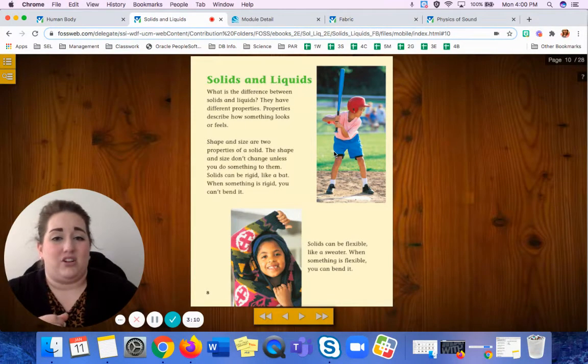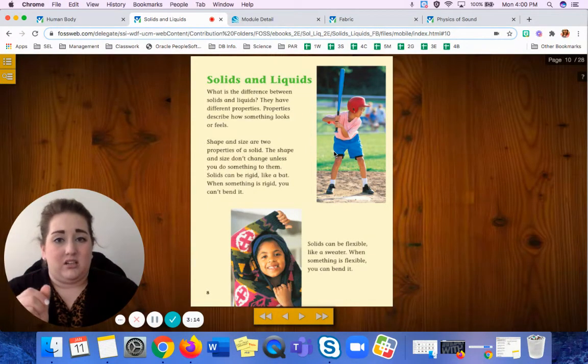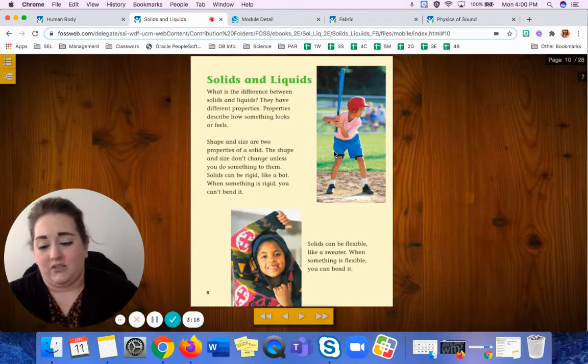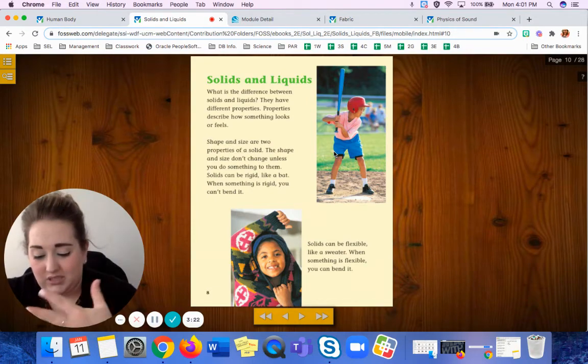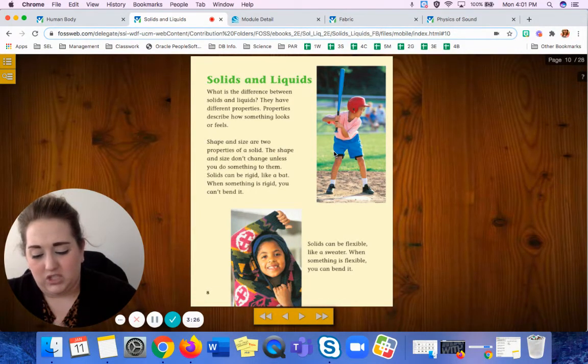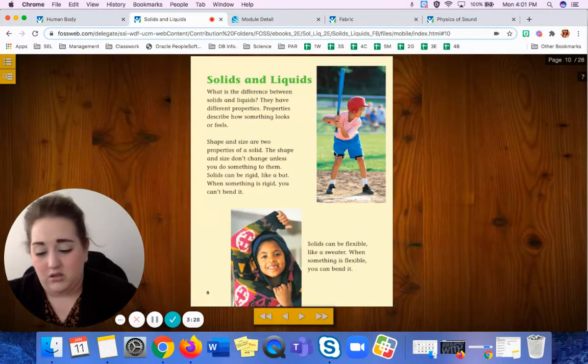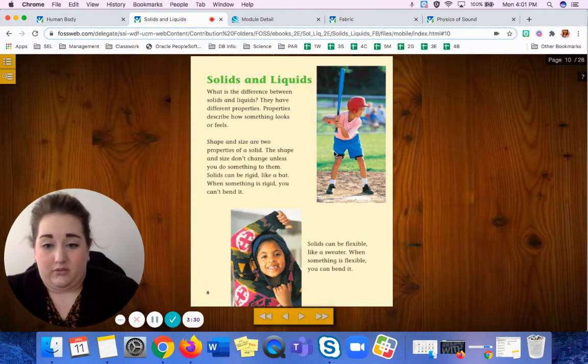They maintain their shape, and the shape doesn't change on its own. It's not going to turn into a liquid or lose its shape ever. They will stay what they are. Just the flexibility of them changes based on what it's made of.